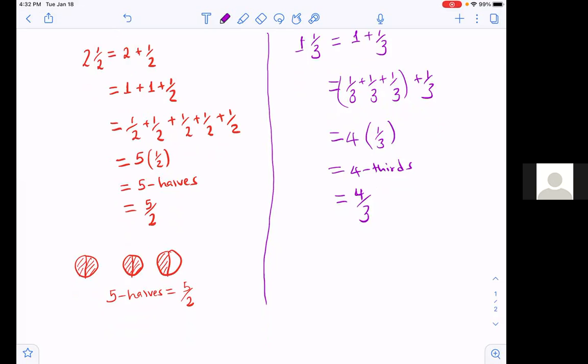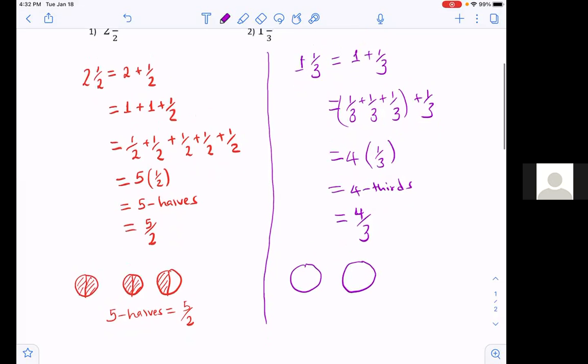Again, thinking about it in terms of visuals, we are thinking of 2 circles here because 1 1/3 will be a mixed fraction in between 0 and 2, whole number. So we are thinking of 2 circles here, and the first circle will represent the 1. And that 1, if we partition each of these circles into 3 equal sizes. Why? Because the denominator of this mixed fraction is 3.